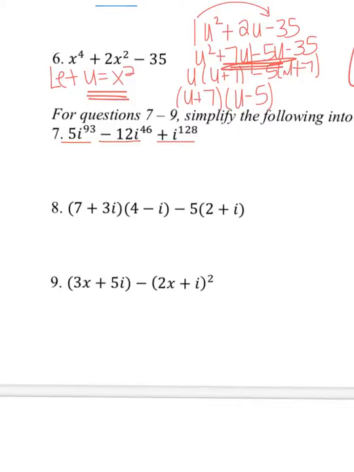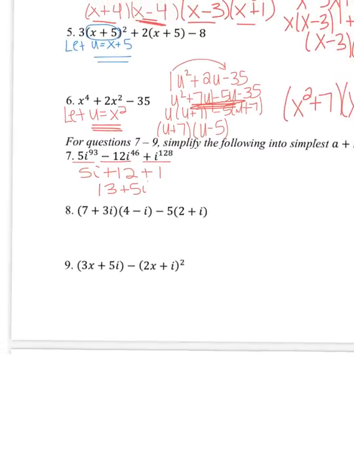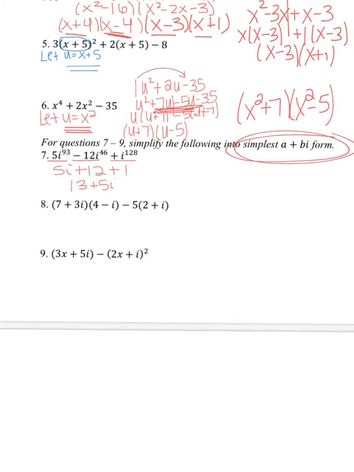So when I type in 5i raised to the 93rd power, it gives me 5i. When I type in negative 12i to the 46th, it gives me positive 12. And then when I type in i raised to the 128th, that gives me 1. So now I just combine like terms. 12 plus 1 is 13 plus 5i. You always want to put your answer in a plus bi form, which is set in your directions. A plus bi form, meaning that the i comes at the end.